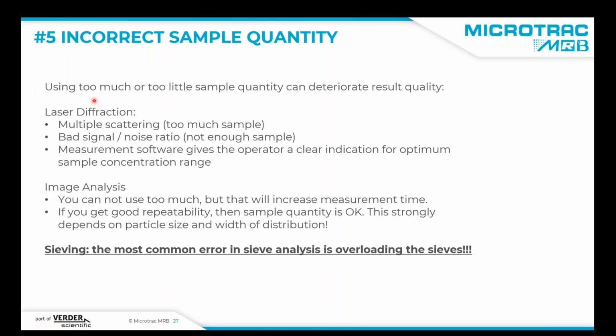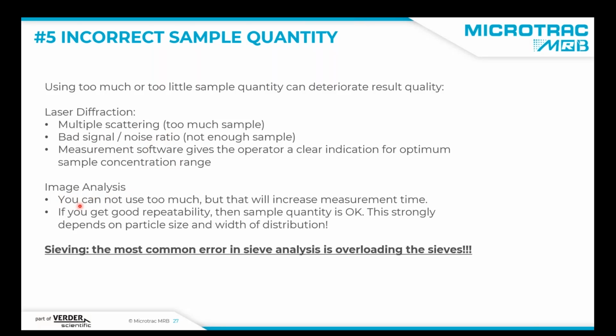Okay, so we have seen using too much or too little sample quantity can deteriorate your result, can have a negative effect on your result. In laser diffraction, too much sample will lead to multiple scattering, which will affect your result. If you do not have enough, you have a bad signal to noise ratio, which also makes your result less accurate. But here, the measurement software will usually give the operator a clear indication for the optimum sample concentration range. So this mistake does not happen very often.